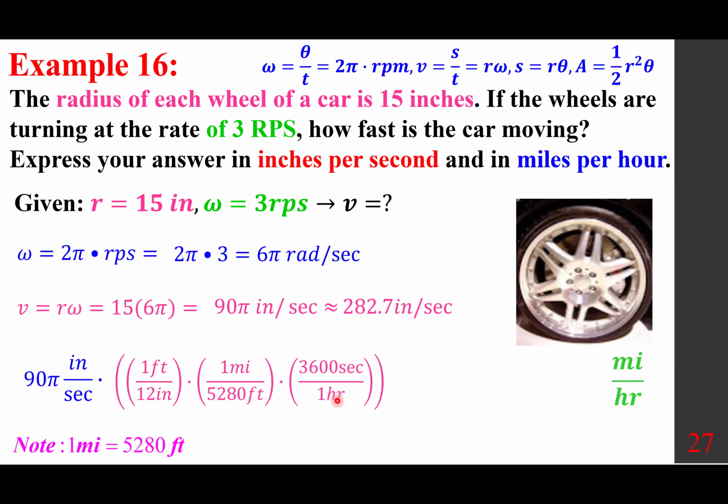Now, where do you put them? 1 hour at top or 3,600 seconds at top? You have to figure out what you want to cancel. Notice the second cancels the second here. This inch cancels the inch here. And this one cancels out this one. So the units work out. You do the math, and you end up with 16.1 roughly miles per hour.